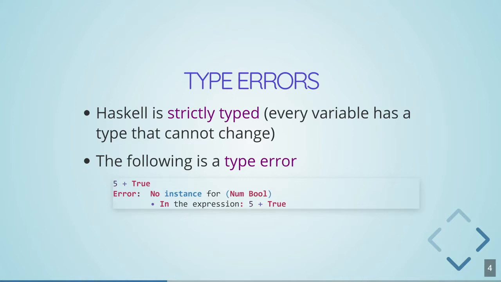So the idea here is plus is an operator that works on num values, okay? It works on any sort of num value that could be an int or a float like I showed you before, but it doesn't work with bool values. So remember, bool is that type. It has true and false inside it. So when you try and use plus with true, it gives you a type error.